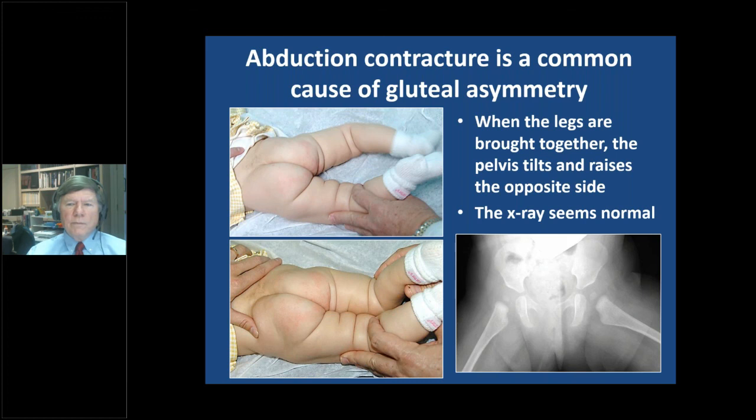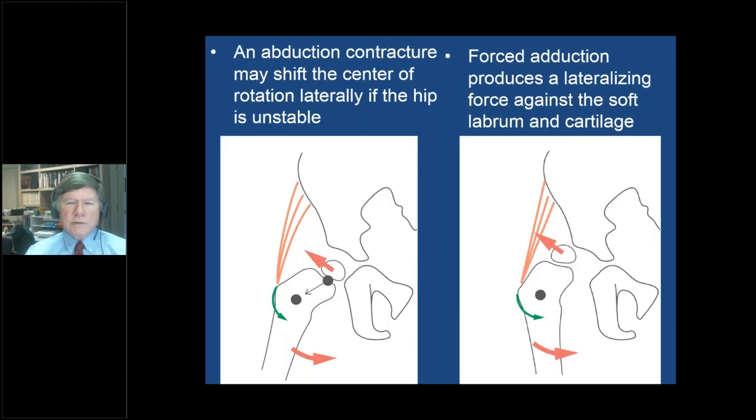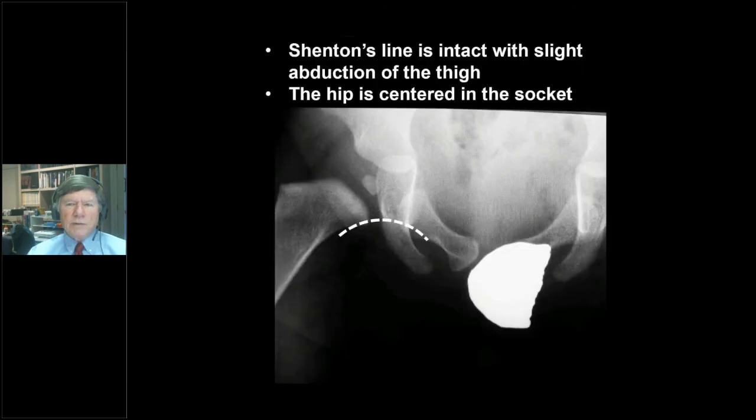However, this is a problem because the abduction contracture may actually shift the center of rotation of the hip, and if the hip's unstable, then bringing the legs together can lateralize the hip. It can produce a lateralizing force against the soft labrum cartilage. So an abduction contracture can lead to a dislocation, even though there's not one on the X-ray.